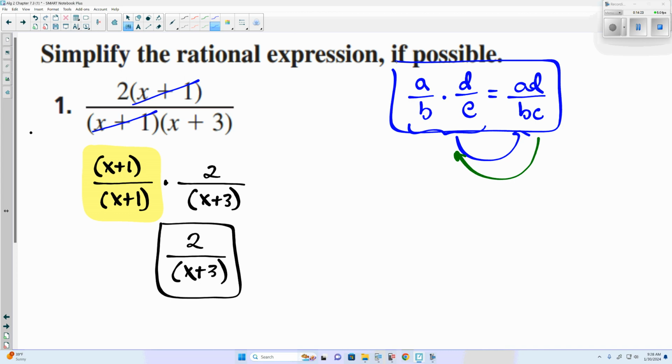Now, before we move on, I'm going to state the restrictions. It's not necessarily asking for it, but I do want to state them. Because again, our restrictions are whatever's going to make the denominator be 0. And we have two different places it could be. Because our x plus 1 could be 0. Or our x plus 3 could be 0.